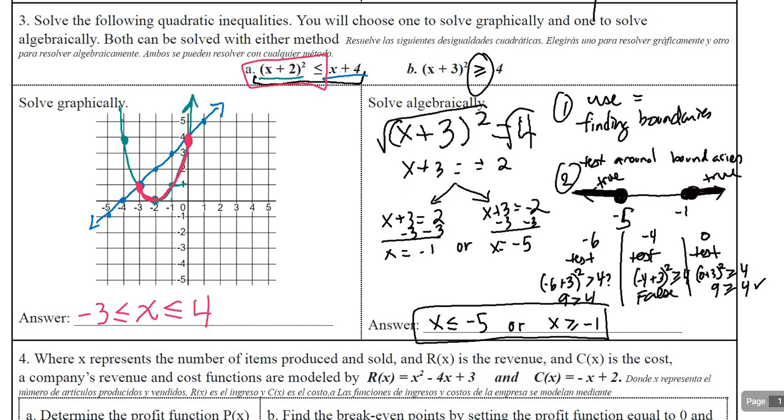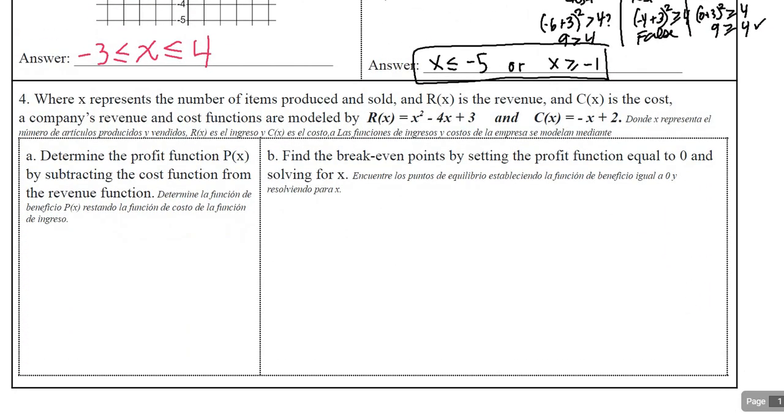Okay, next problem. Where x represents the number of items produced and sold, R of x is the revenue, and C of x is the cost. The company's revenue and cost functions are modeled by R of x equals x squared minus 4x plus 3, and C of x equals -x plus 2. Determine the profit function by subtracting the cost from the revenue.